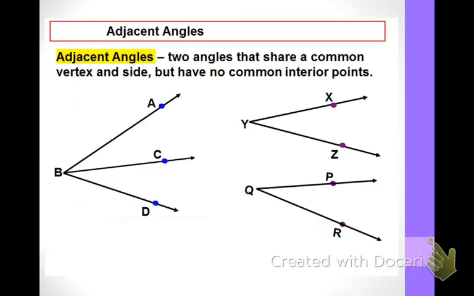So adjacent, the first thing, they share a common vertex and side. That's the first thing. They share a common vertex and side.